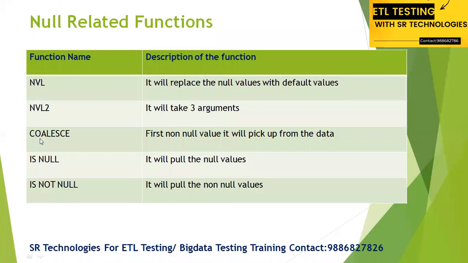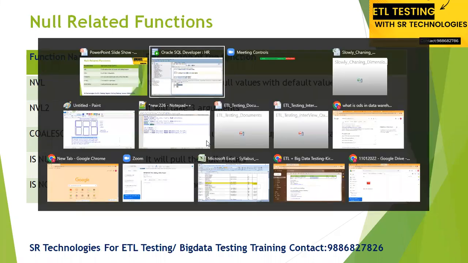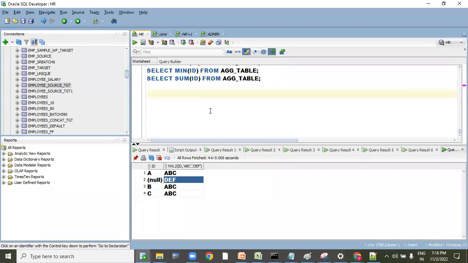What is left over? Coalesce. Now coalesce is nothing but it is going to identify the first non-null value. Can we create one more table? With 3 columns we can create, so we see how it works.